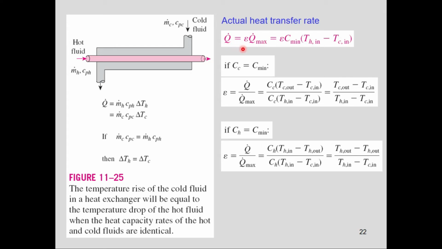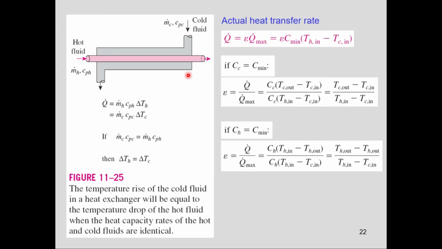So the question is how we can get the value of this epsilon. We can get the value of Q max once we are given the inlet temperature of the hot fluid, the inlet temperature of the cold fluid stream, the mass flow rates and the specific heats. Now the question is how we can get the value of epsilon. I will explain it in the upcoming slide: there are different techniques, and the value of the effectiveness is actually dependent on the geometries.